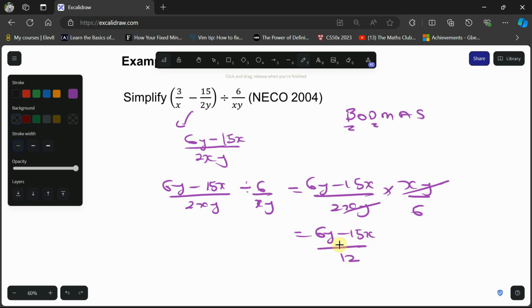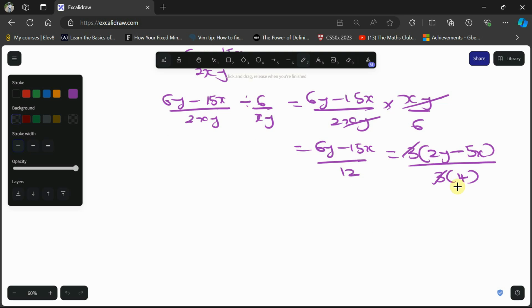But if you look at this, we can also simplify, because 6 is a multiple of 3, 15 is a multiple of 3, 12 is also a multiple of 3. So I can factor out 3 and say 3 open brackets, 6y divided by 3, this gives me 2y, minus 15x divided by 3, this gives me 5x, all over 3 open brackets 4, right? Because 3 times 4 will give me 12. This will cancel this. So at the end of the day, our simplified answer is 2y minus 5x all over 4. Let's see if we're correct.